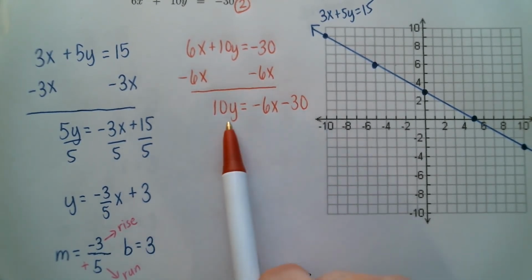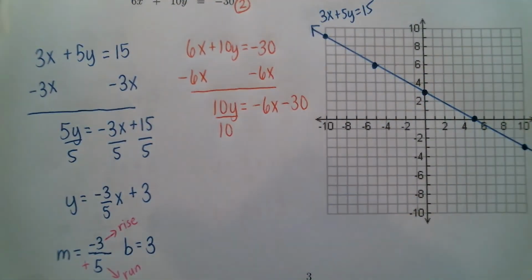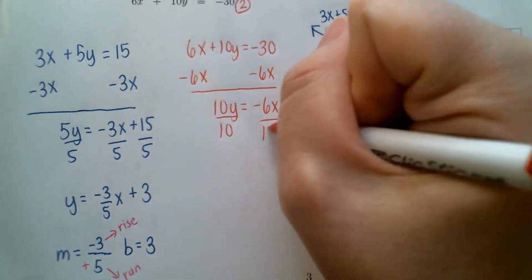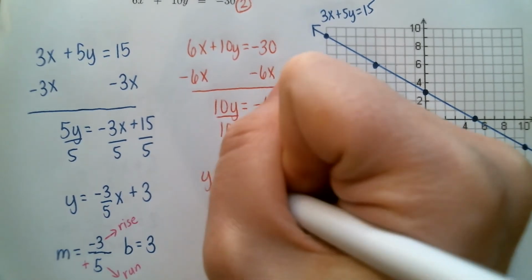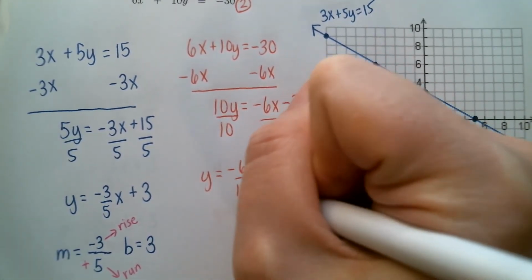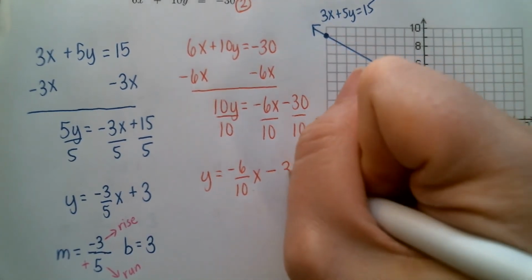Now we want y by itself. Y is multiplied by 10, so I'm going to divide by 10. On the right, everything gets divided by 10. So we're going to get y equals negative 6/10 times x minus 30 divided by 10 is 3.